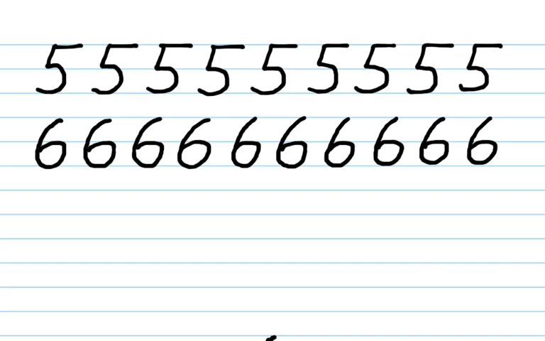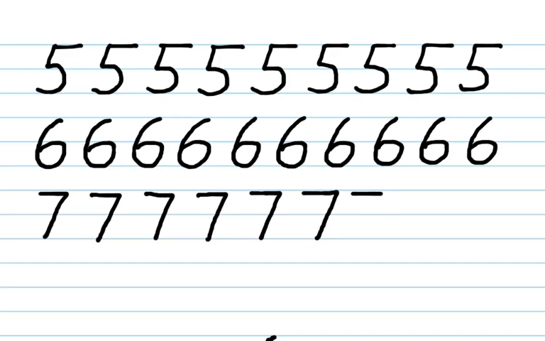Okay, let's do some 7s. 7s are kind of easy. One straight line and then just kind of a slanted line down, back to the left. That's a 7. And sometimes you might have a little bit of a curve. You don't have to get fancy like that, but that's basically what a 7 looks like.